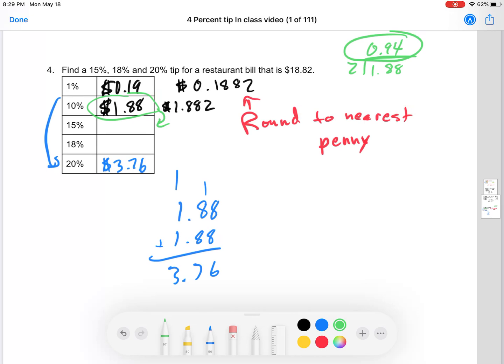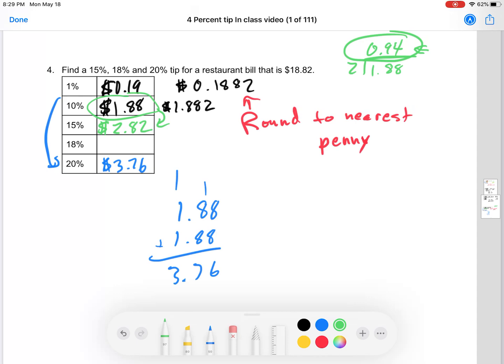So what I'm going to do is I'm going to double it. So I'm going to add $1 and then subtract 6 cents. So when I add $1, that would be $2.88, but I'm going to subtract that 6 cents to get 82.